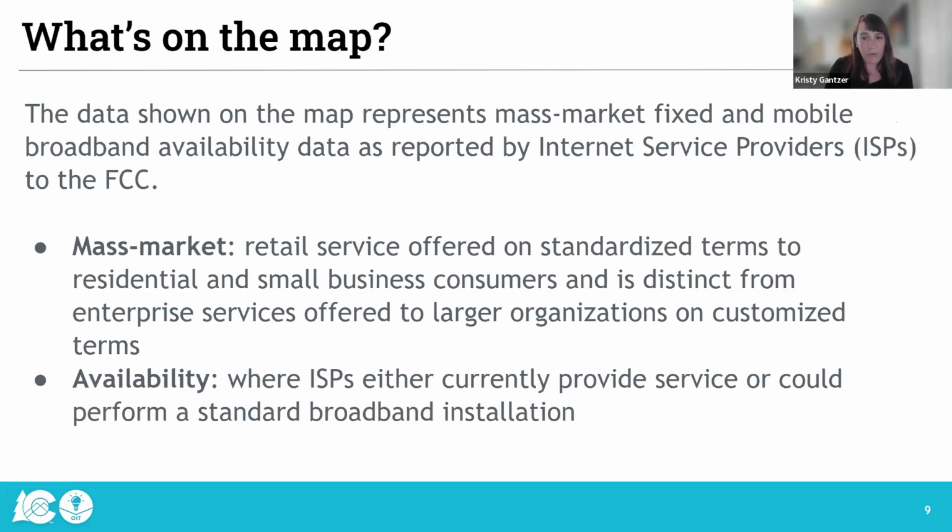To further explain what's on the map, we'd like to clarify the terms mass market and availability. For mass market, the FCC is only mapping locations that can receive mass market service. This means that entities like schools and hospitals will not be included on the map, but they do show up as a gray dot. And then for availability, this is basically everywhere that an ISP offers broadband services and can be referred to as available service or advertised service as well.